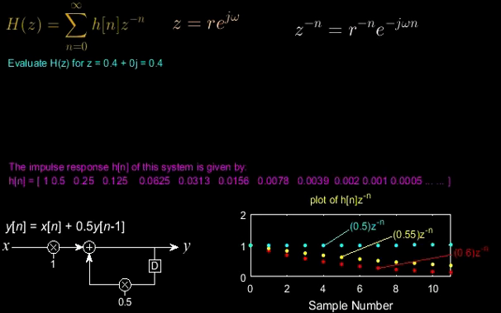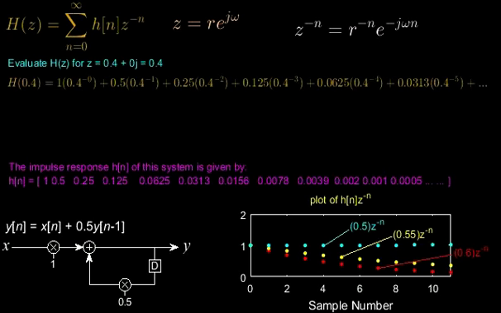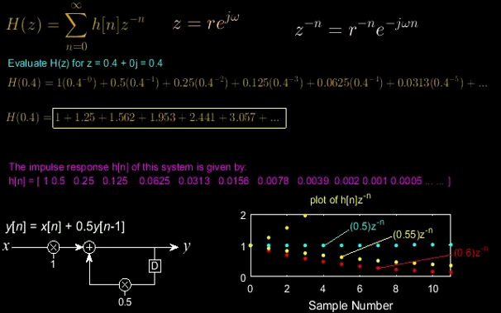If the value of z is reduced further to 0.4 plus 0j, you'll notice that the product of z to the power minus n and h of n results in summation terms that increase and don't converge. Therefore, h of z cannot be determined when z is equal to 0.4 plus 0j.